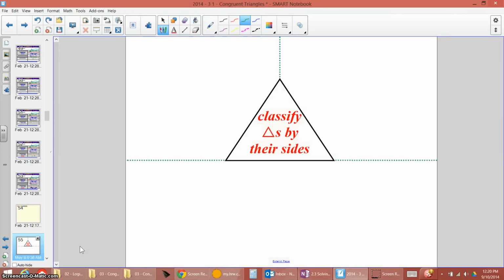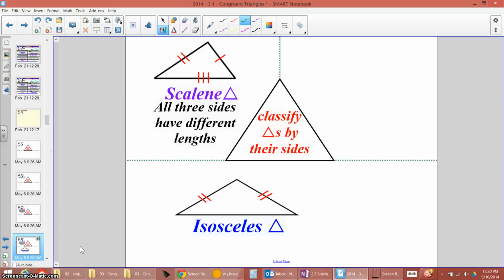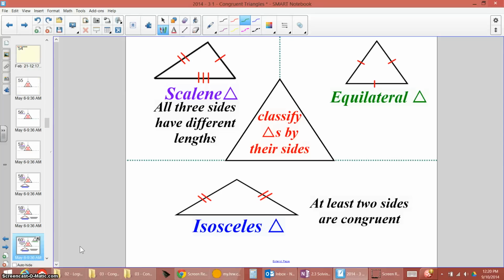All right. Classifying triangles by their sides. We have three different kinds. Scalene, where all three sides are different. We have isosceles, where two sides are congruent. And then we have equilateral, where all sides are congruent.